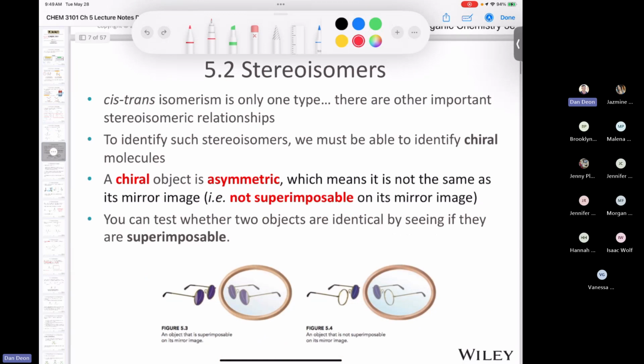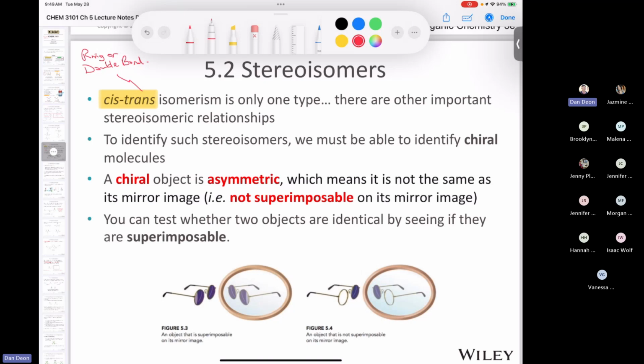So that's a little bit about stereoisomers, but cis-trans that we just covered in detail: cis-trans in a ring, and cis-trans in a double bond. So we'll put here ring, ring, or double bond. That's only one type of stereoisomerism. There are other important stereoisomeric relationships.